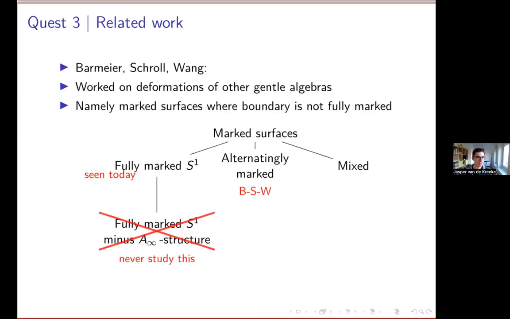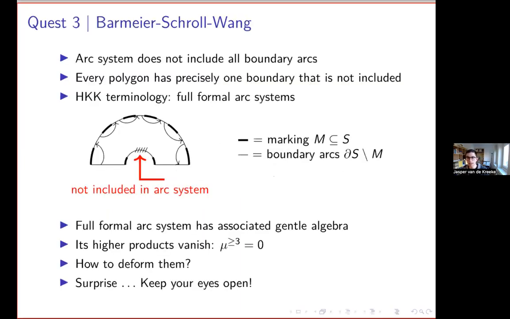Okay, the third quest I probably need to cut a little short. Is that correct, Frank? So I want to relate to what Barmeier-Schroll and Wang have done. We recall that what I've been presenting is on punctured surfaces. In this case, you have fully marked boundaries, but not all marked surfaces are of this kind. Some just have alternatingly marked boundary. And if you have an alternatingly marked boundary, the boundary looks something like this.